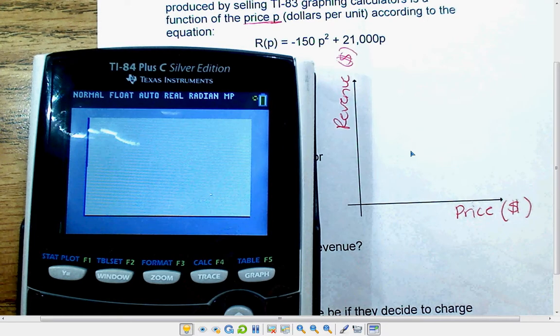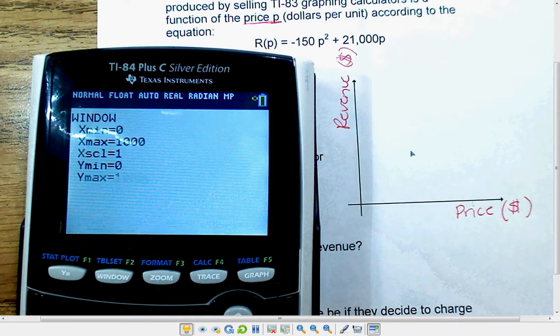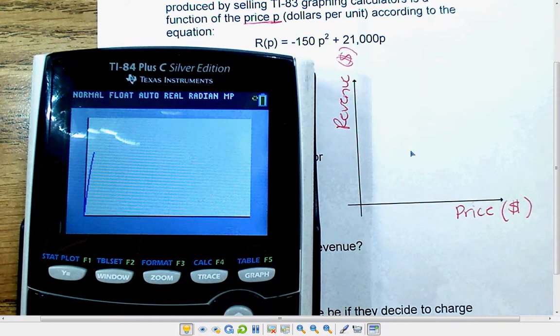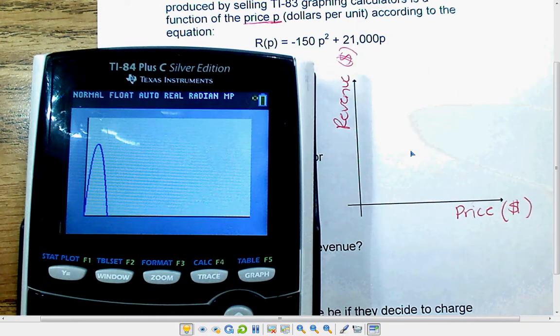Graph it. Still can't see it, so we're going to keep on increasing, go back to window. So each time we're just adding a 0 to the end of the number. So now we have 6 zeros, press graph again. Finally, we can now see the end of our graph.